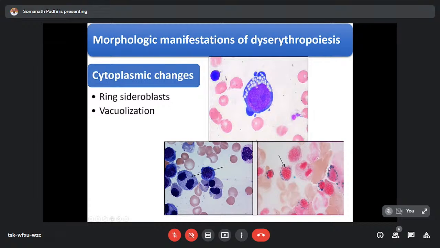That means inside the mitochondria, which are located around the nucleus. This is a classic definition of what is known as ring sideroblast, and this is the hallmark feature that we see in patients with myelodysplastic syndrome.